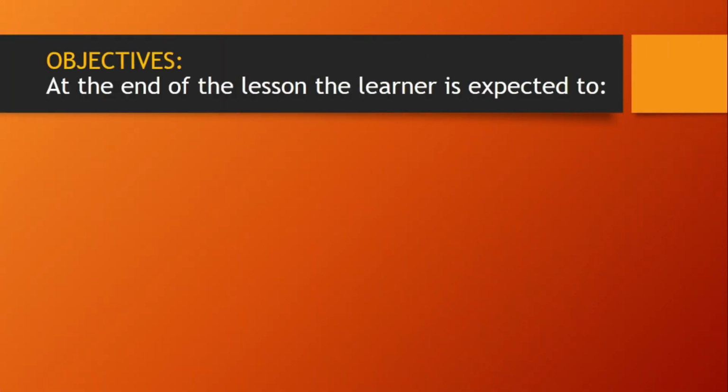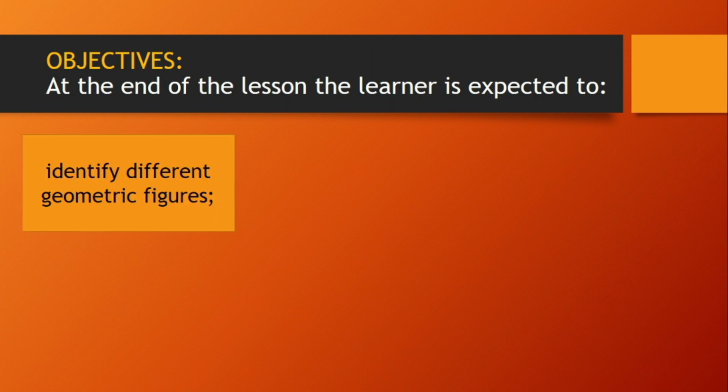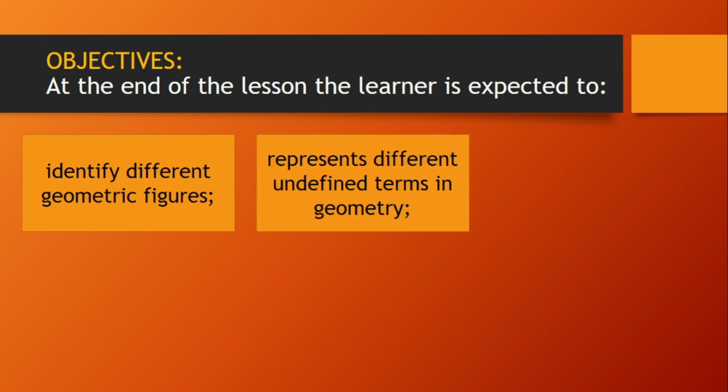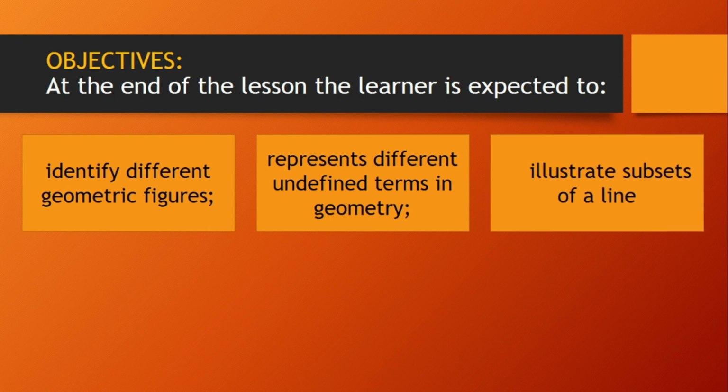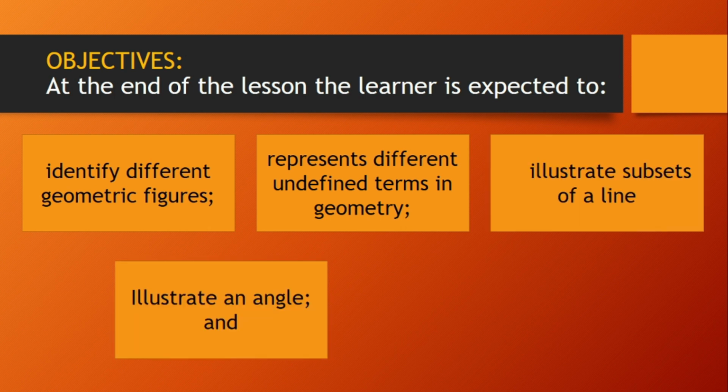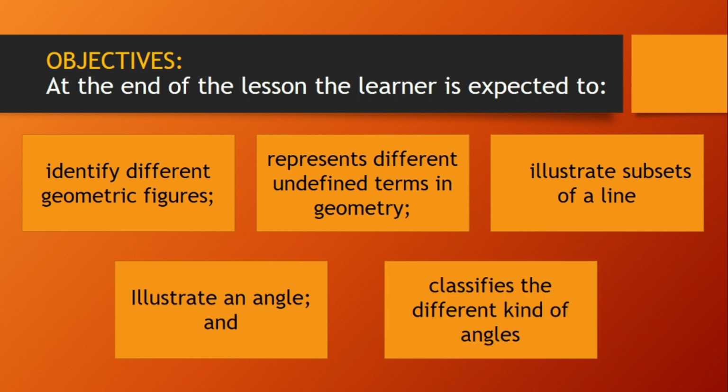And for our objectives, at the end of this lesson, the learner is expected to, the first is identify the different geometric figures. Next is to represent different undefined terms in geometry, to illustrate subsets of a line, to illustrate an angle, and to classify the different kinds of angles.